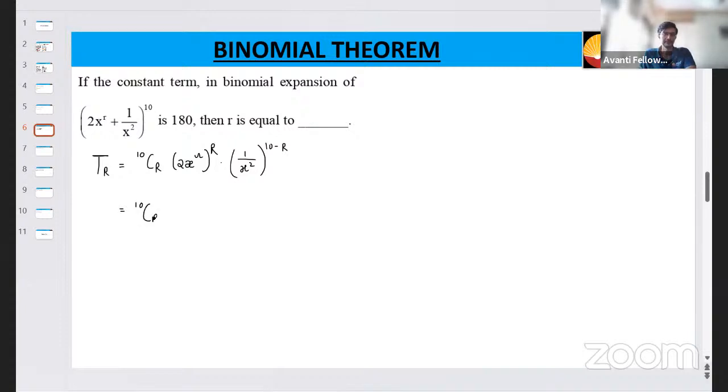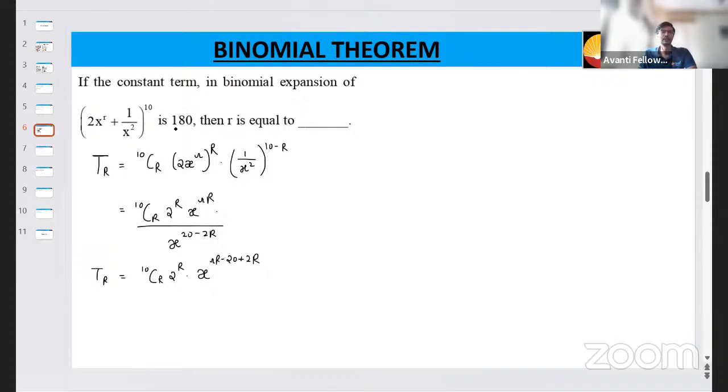So if we separate it, 10CR 2 raised to the power R, x raised to the power R into 1 upon x raised to the power 20 minus 2R. 1 को तो I don't think फर्क पड़ेगा. Now if you use indices for x के coefficients, so 10CR 2 raised to the power R x raised to the power R minus 20 plus 2R. Correct, correct. Yes. So this is TR.